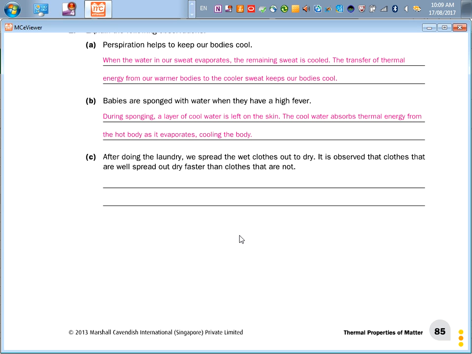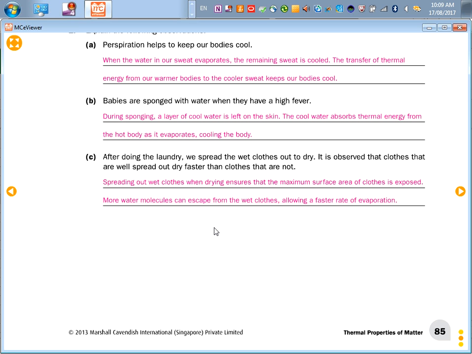Finally, after doing the laundry, we spread the clothes out to dry. It's observed that the clothes that are well spread out dry faster than clothes that are not. This is a primary school question, right? You've learned this before. It's got to do with the surface area.